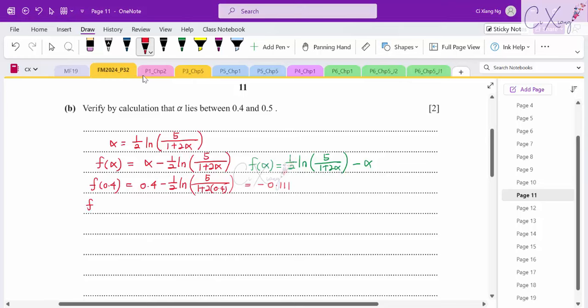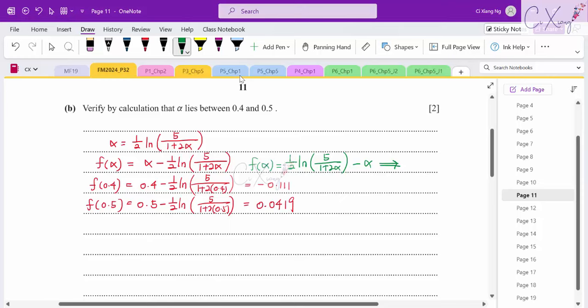Okay, then if you substitute 0.5 into the function, so all the alpha becomes 0.5. Again, by using the help of a calculator, you should be able to get one positive value, which is 0.0419.